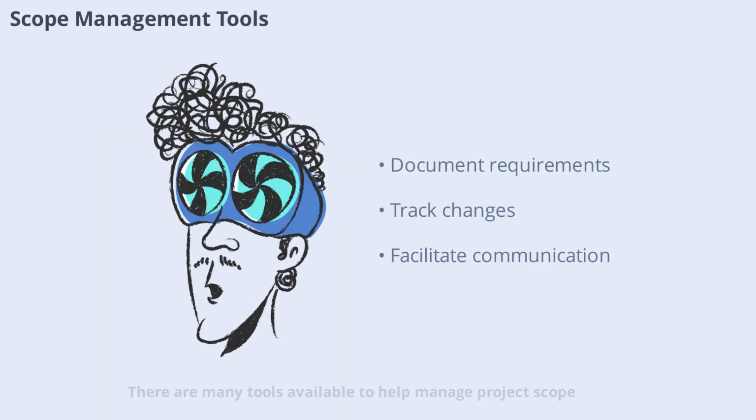There are many tools available to help manage project scope, from spreadsheets to specialized software. These tools can help you document requirements, track changes, and communicate with stakeholders. Choosing the right tool depends on your project's size and complexity. Let's explore some popular scope management tools and their features.